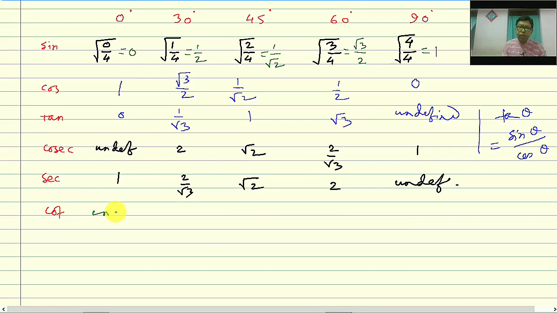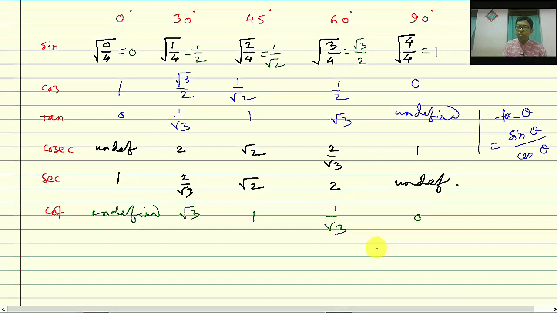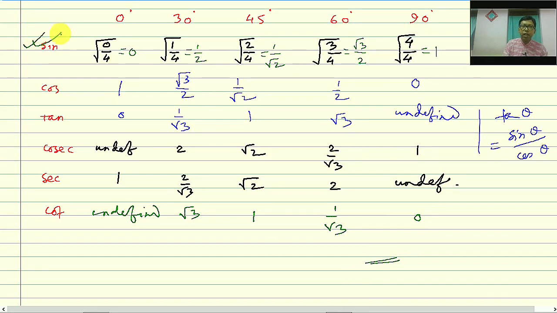This will be undefined. Next is cot of 30 degree. Cot 30 degree is equal to root 3. Next, the reciprocal of root 3 is 1 upon root 3, and the reciprocal of undefined means 0. So this is the chart. If you can remember the first one, sine, then you can write all the trigonometric ratios for the standard angles. Okay, next.